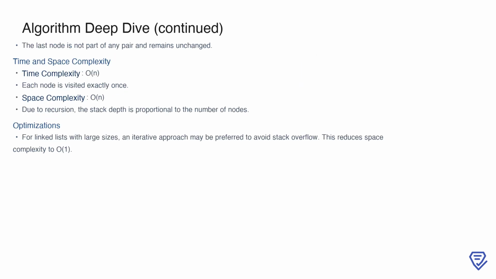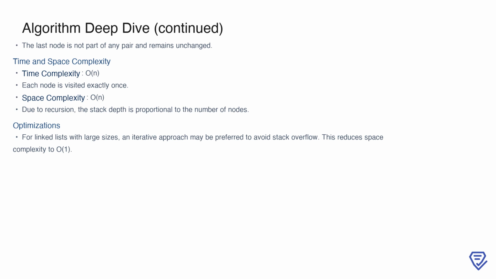In terms of complexity, the time complexity of this algorithm is O(n), as we visit each node exactly once while traversing the list. However, the space complexity is also O(n) due to the recursive stack, where the depth of the stack corresponds to the number of nodes in the list.